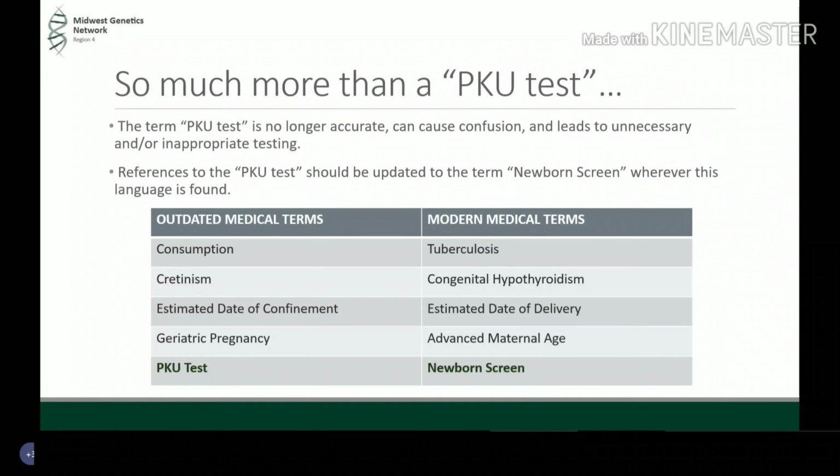So you can imagine if someone says the PKU test was abnormal and you start working up for PKU only to find that the test was actually abnormal for cystic fibrosis. This can happen, we've seen it happen, and can cause a lot of confusion and inappropriate labs. So as a result of the potential for tangible negative consequences of using the term PKU test, any references to this term should be replaced with the term newborn screening, whether it's verbally, electronically in your clinic or hospital's EMR, or on paper. Next slide.